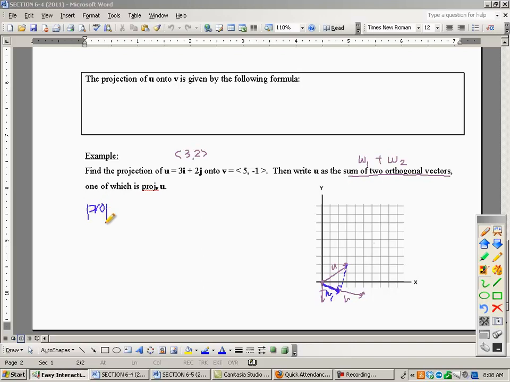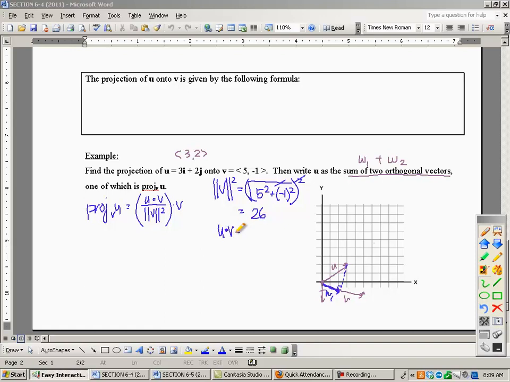The projection of U onto V is found by doing the dot product divided by the magnitude of V squared, multiplied by vector V. Okay, so we got a little work to do. Let me do some side work a second. Let's find the magnitude squared. Normally for magnitude we'd say 5 squared plus negative 1 squared, but if we're squaring it, this whole thing gets squared, and the square and the square root go away. So 5 squared is 25, plus 1 gets you 26. So the magnitude squared is 26.